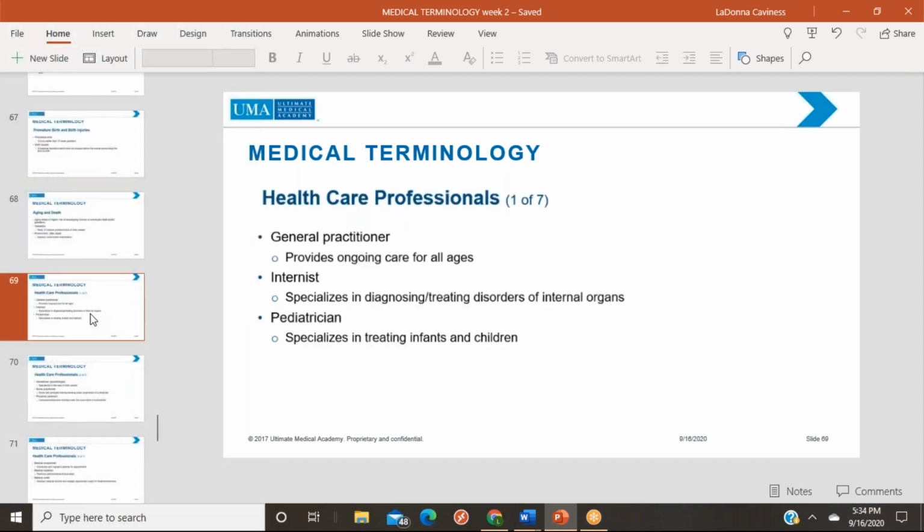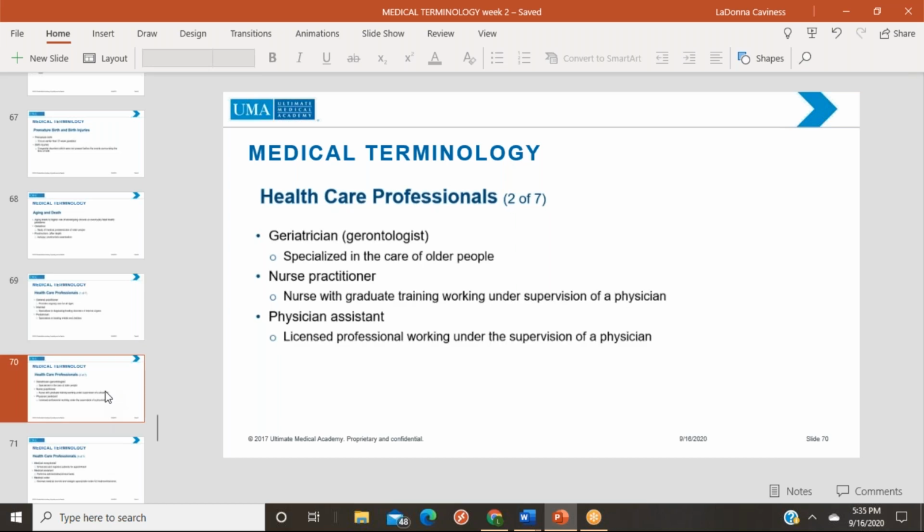Healthcare professionals. General practitioners provide ongoing care for all ages. Internists specialize in diagnosing and treating disorders of internal organs, and a pediatrician specializes in treatment of infants and children. A geriatrician specializes in the care of older people.